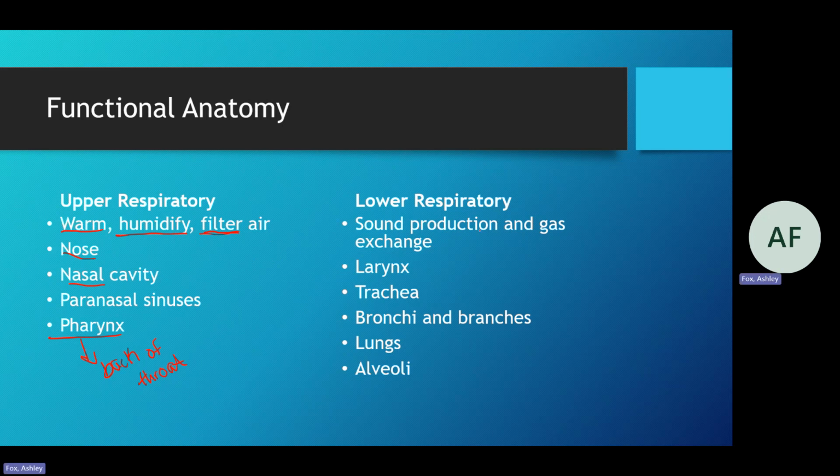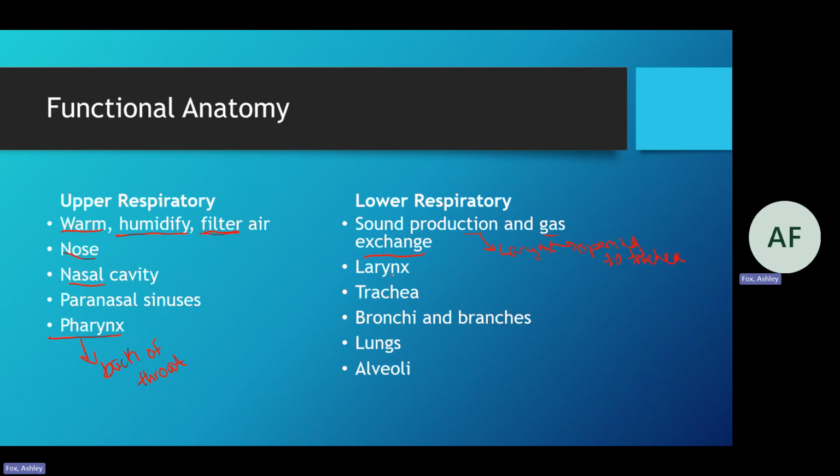Lower respiratory tract is sound production. Like I said, this is happening at the very level of the larynx, which is going to be the opening to your trachea. So the larynx is an opening area made of cartilage to the trachea. And the trachea is the pipe that leads down into the lungs. So we make sound, and then gas exchange is occurring in the lower respiratory tract.